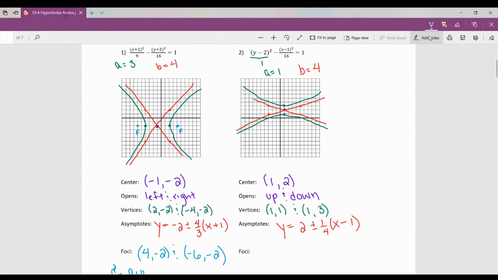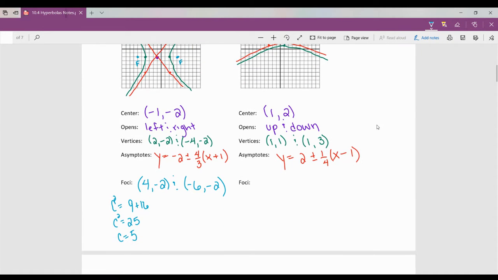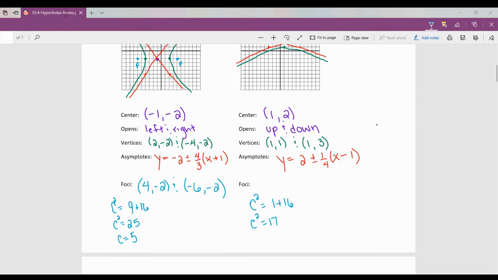The last bit that I'm going to do is my foci. So c squared equals a squared plus b squared. So it's 1 plus 16. So c squared equals 17. When I do the square root of 17, I get 4.1. So c equals 4.1.